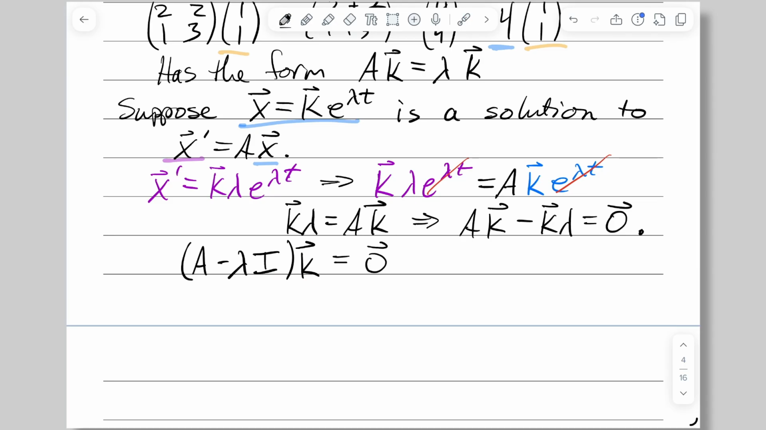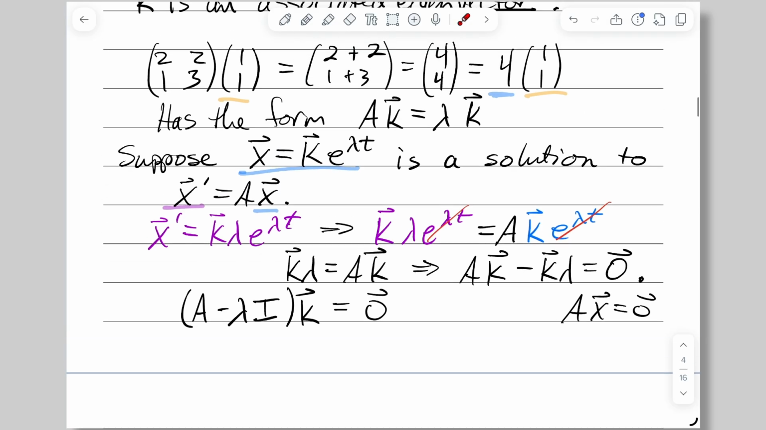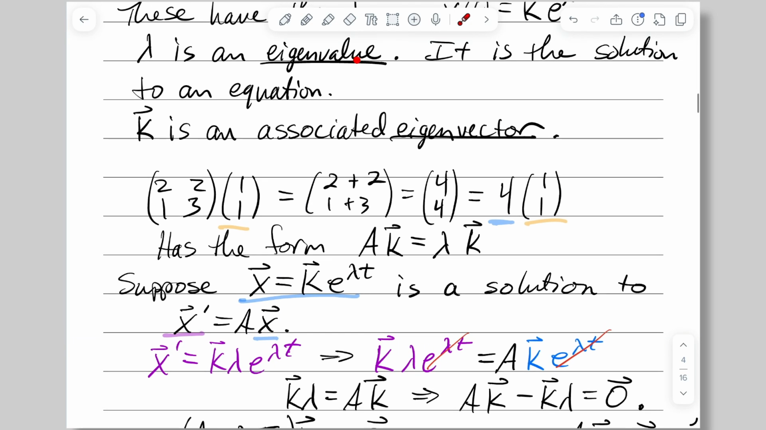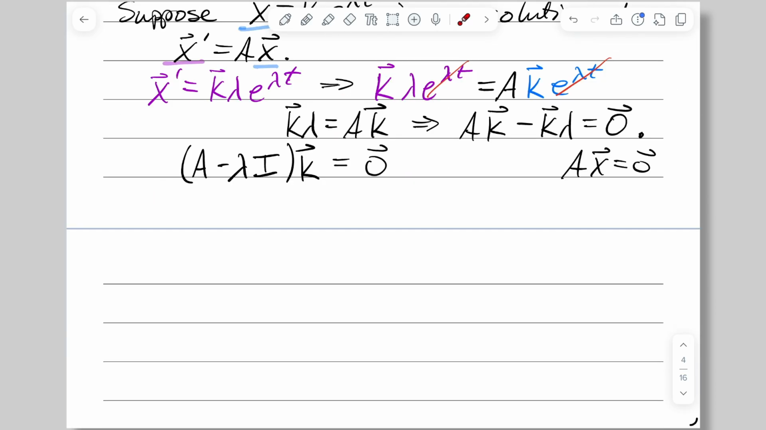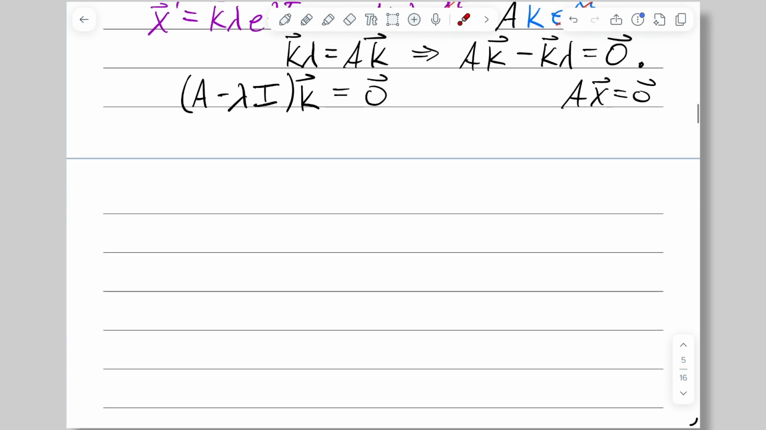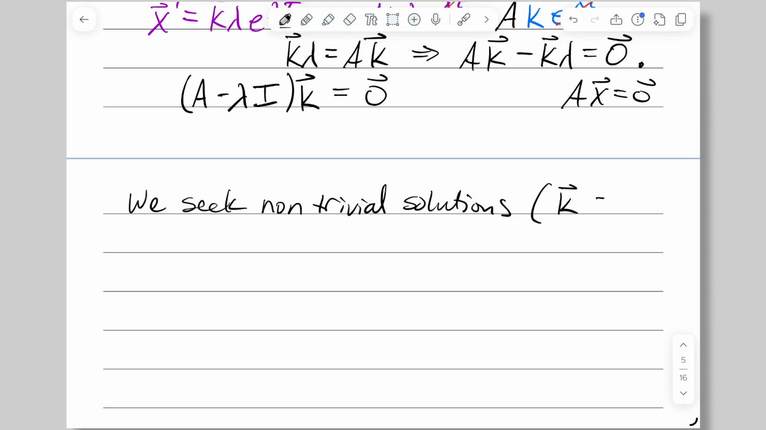Well, now, folks, this is a system. It's a system of the form Ax equals 0. Something I didn't mention before when I told you what an eigenvalue and an eigenvector was is that the vector k, by definition, cannot be the 0 vector. Back to the system, the quantity A minus lambda I times k equals 0, we're looking then for non-trivial solutions. In other words, solutions for which k is not equal to 0.